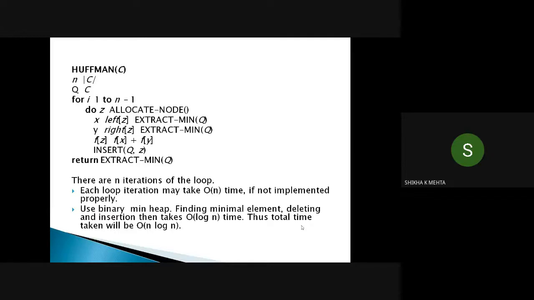We can see there are n iterations of the loop, where n is the number of characters. Each loop iteration may take O(n) time if not implemented properly. Using a binary min heap, finding the minimal element, deletion and insertion take O(log n) time. So the total time taken is n log n.